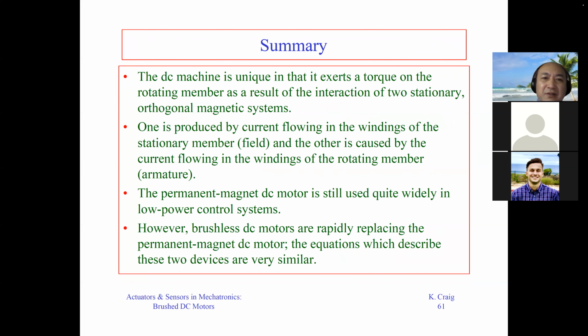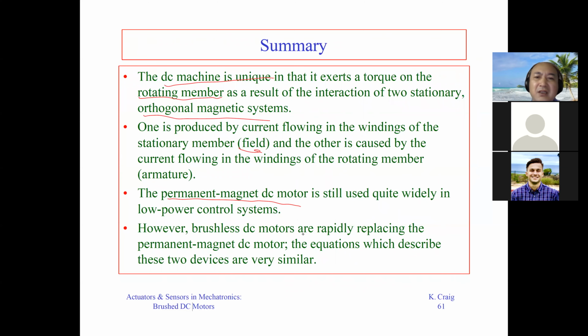DC motor is very unique. It exerts torque on a rotating member as a result of the interaction of two stationary orthogonal magnetic systems. One is produced by current flow in the winding, called the field excitation winding. The other is caused by the current flow in the windings of the rotating member, called the armature.